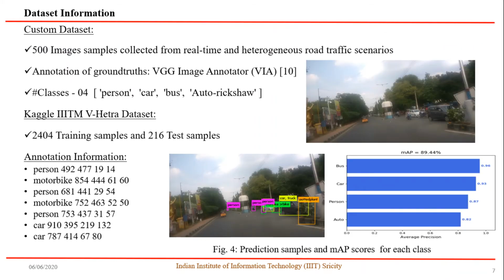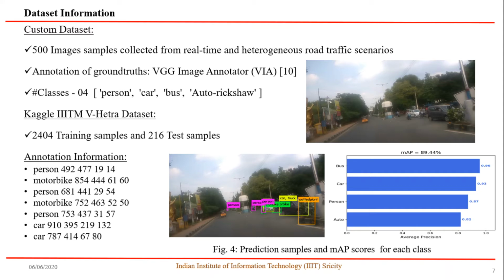We have collected our own custom dataset considering both the day and night driving scenarios. As part of this dataset, we have chosen 500 images initially to work with, and for annotating the ground truth information of each and every object in the frame, as shown in figure 4, we have used the VGG Image Annotator tool.